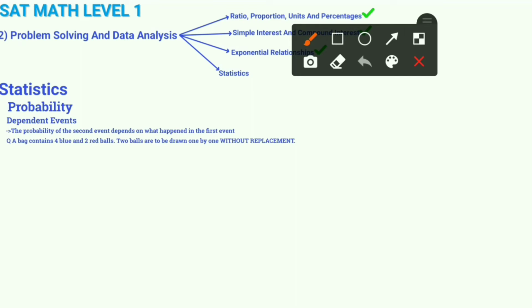Question. A bag contains 4 blue balls and 2 red balls. 2 balls are to be drawn one by one without replacement. Another tree diagram, and this time this is without replacement.